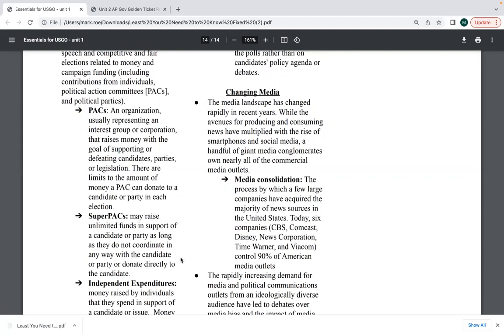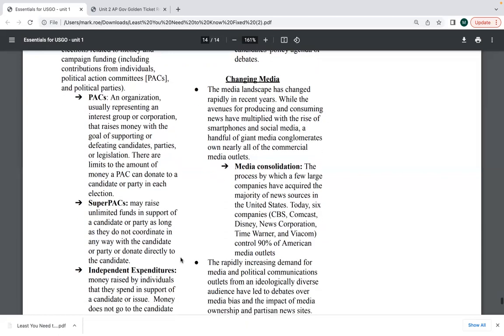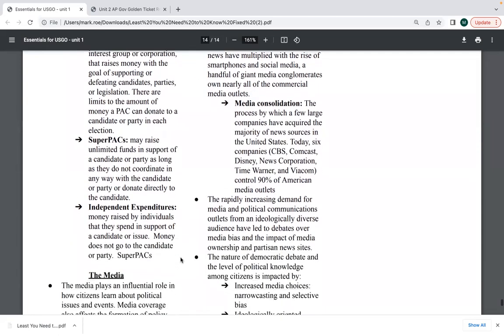Super PACs, on the other hand, this is why Citizens United takes some heat. It allows for the creation of super PACs, which is simply a PAC on steroids. And super PACs can donate unlimited amounts of money as long as they don't donate it directly to the candidate. Okay, so that's a big outcome of Citizens United, with the hard money, the soft money, and where the political contributions can go. All right, questions on that?